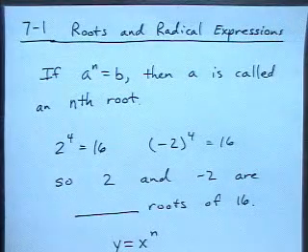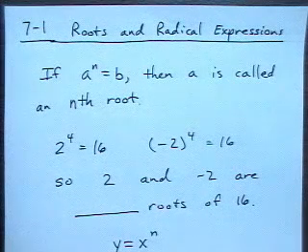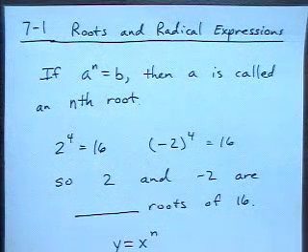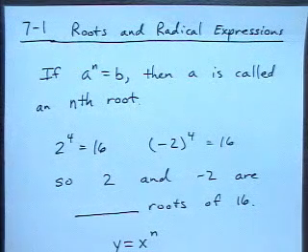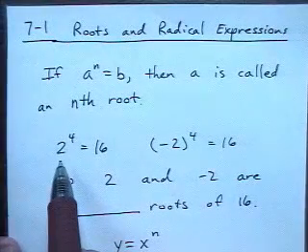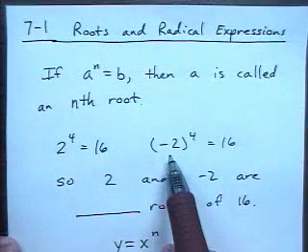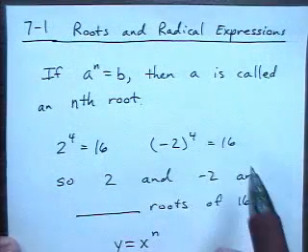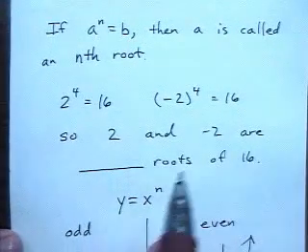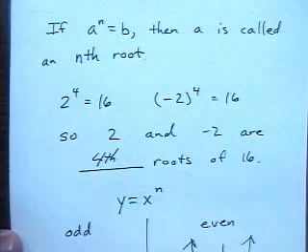Okay, so section 7.1 is the roots and radical expressions. The definition in the book says if a to the n power equals b, then a is called an nth root of b. So a couple examples here. If you've got 2 to the fourth equals 16, and you also can take negative 2 to the fourth, and that equals 16, then you know that 2 and negative 2 are fourth roots of 16.